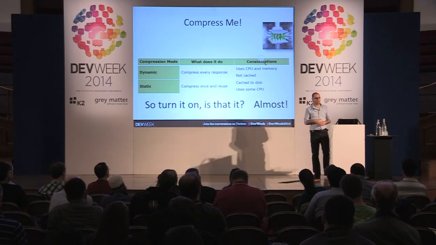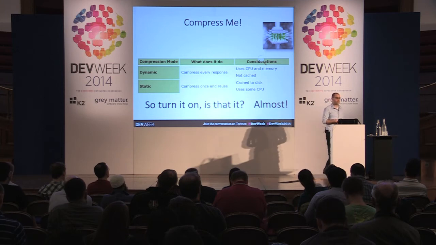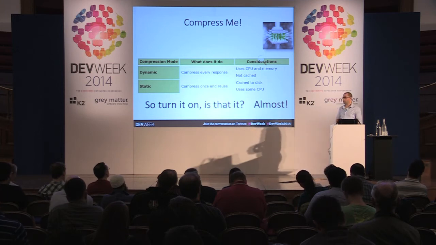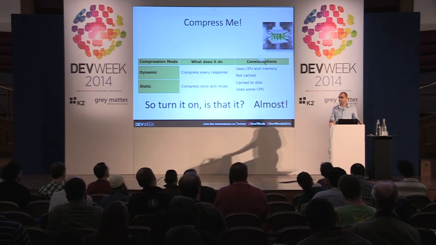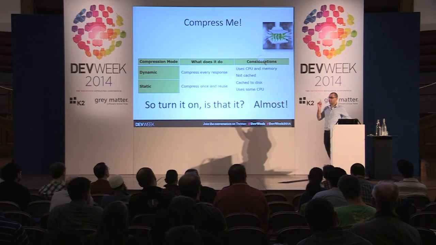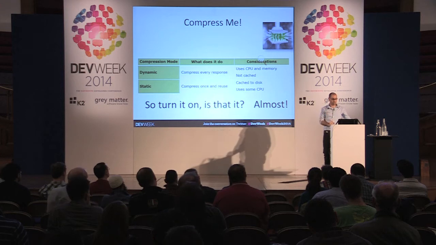Now, I'm missing something. What is the other option of responses that will return from web servers? Which other type of content? We have HTML, we have XML. What other content do we have? JSON, okay? Now, that's the strange part. JSON is not in the list of MIME types to compress in dynamic compression.